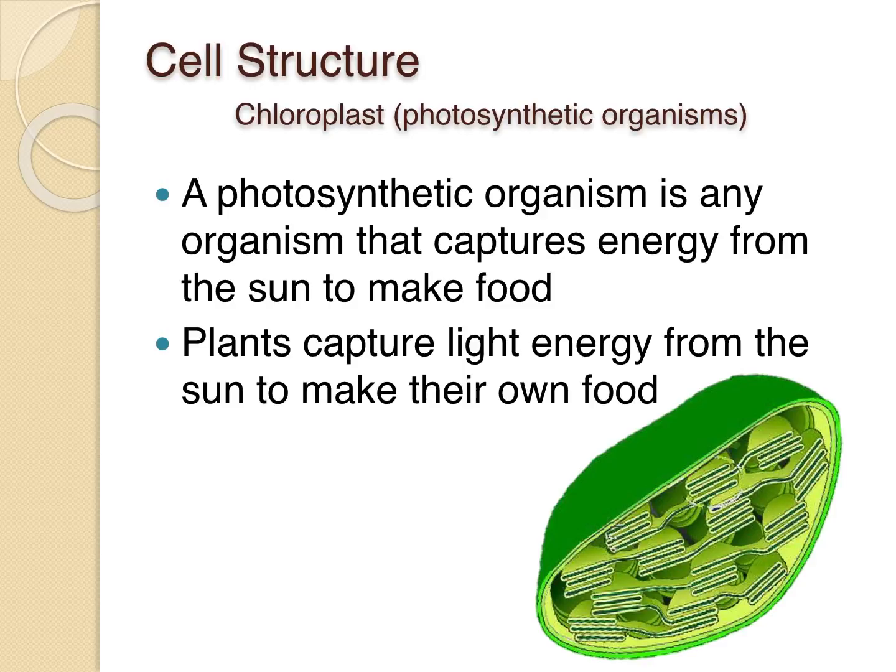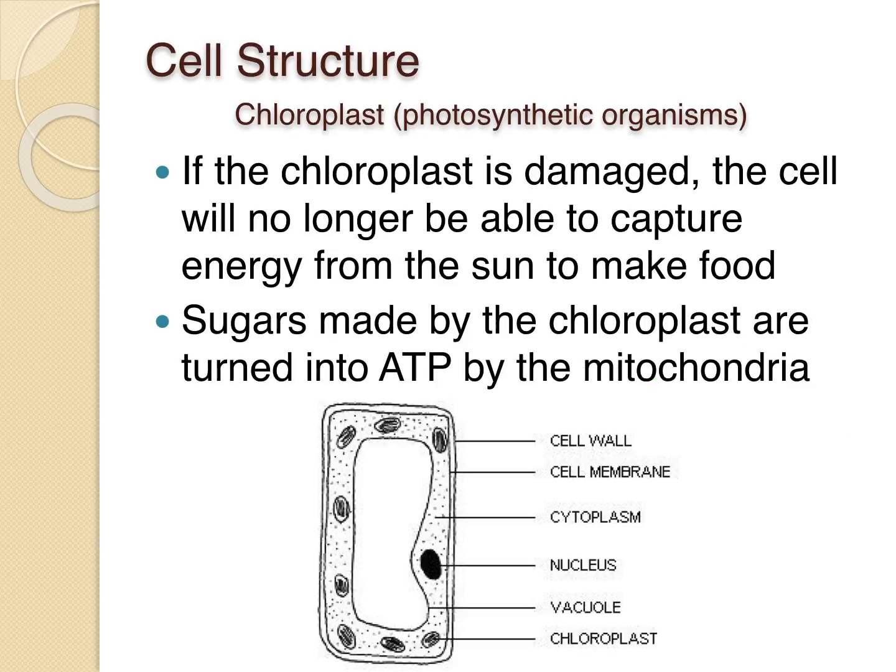Chloroplasts are found in photosynthetic organisms, so any organism, any plant or animal that makes energy from the sun has chloroplasts. It can capture energy from the sun to make food. So it captures light energy and changes it into sugar, which is then used by the mitochondria to make ATP. And we'll discuss that some more when we get to the next unit. If the chloroplast is damaged, the cell cannot capture energy from the sun to make food. Sugars made by the chloroplast are turned into ATP.